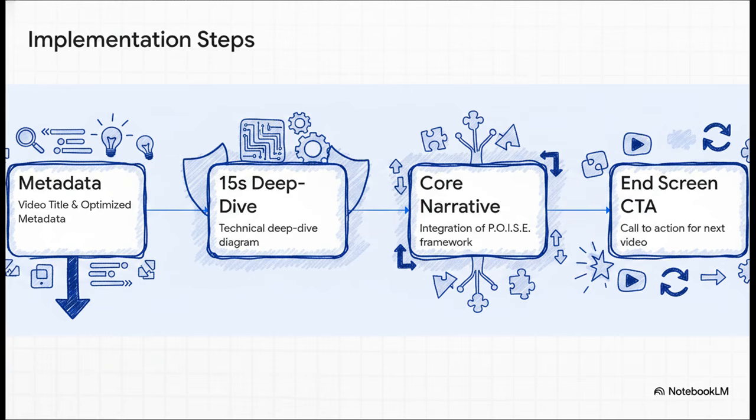From there, Step 3 transitions the flow into your core narrative using the POISE framework. And just as a quick refresher, POISE stands for Problem, Options, Implementation, Solution, and Evaluation. It's a structured way to pace technical information so the viewer doesn't just get completely overwhelmed. And finally, Step 4, this all leads into an end-screen call to action to trigger that algorithmic binge.